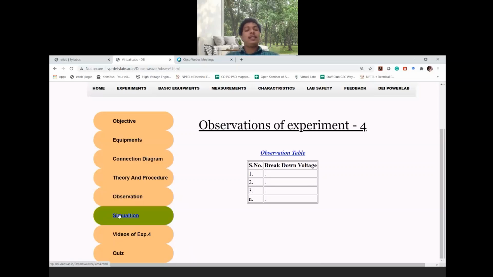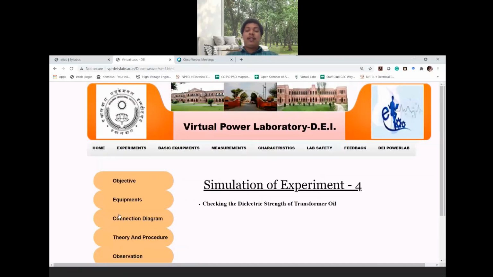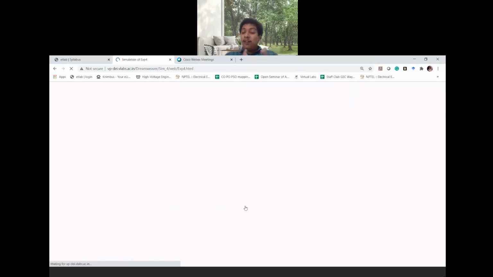So now let us see the simulation part. If you come here in the simulation part, you can click on checking the dielectric strength of transformer oil. Then it will come into this particular window. Let us see.